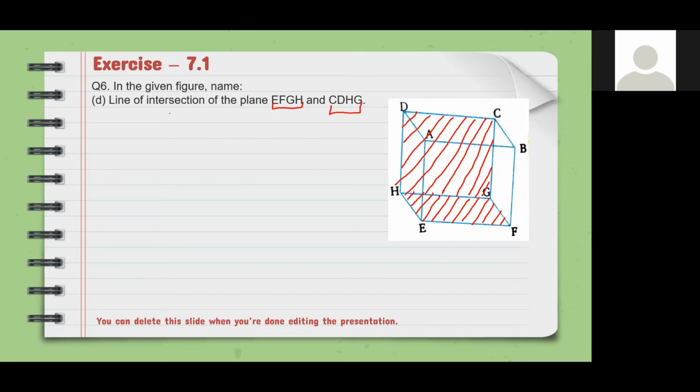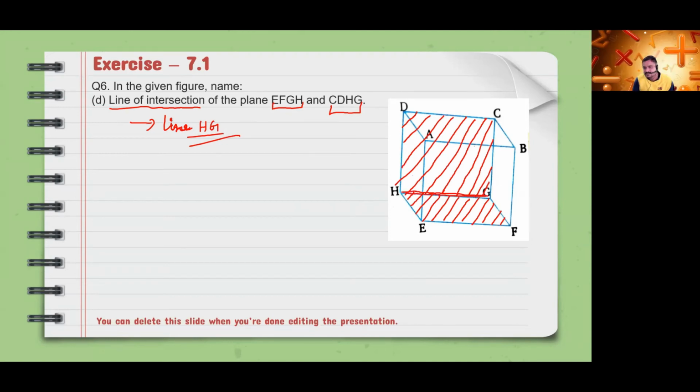Yes, that is the answer then. I did not understand the question at first. We have to name the intersecting line, which line is common to both planes. So line HG. This line is common, you can see in the figure, and this line is line HG.